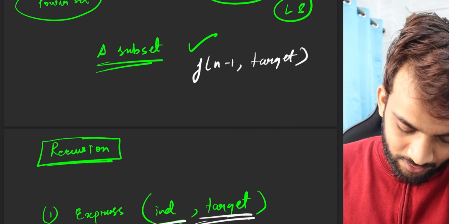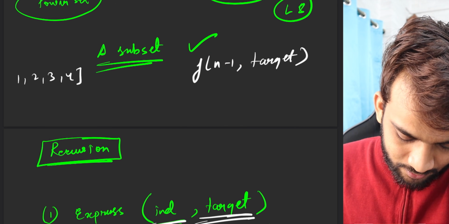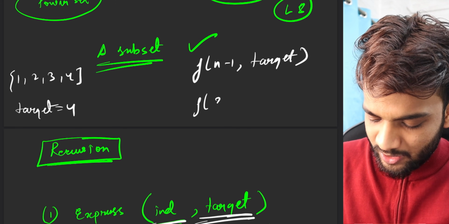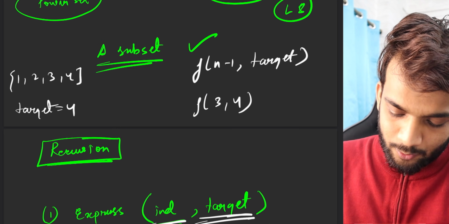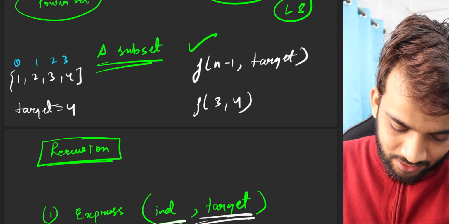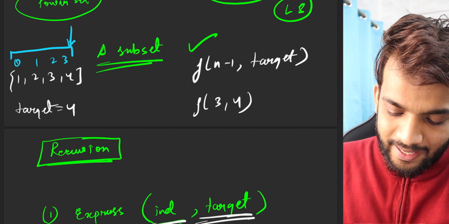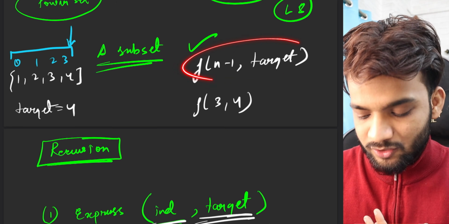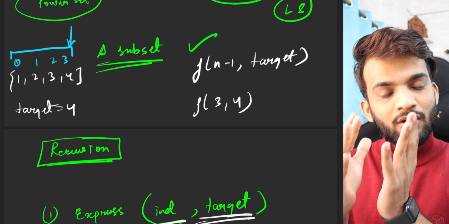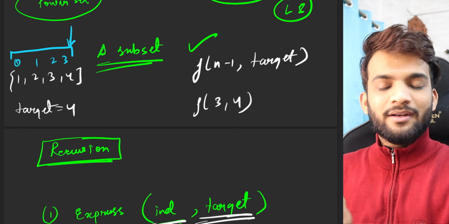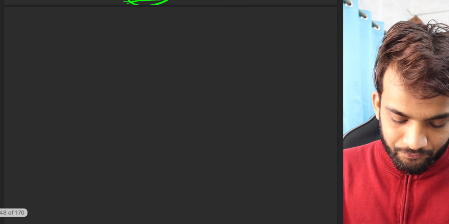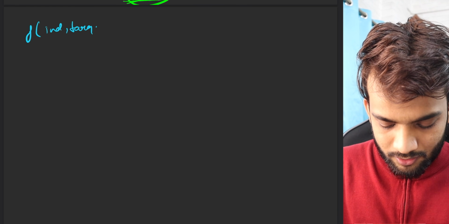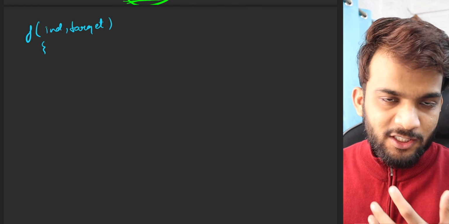For example, if I give you 1, 2, 3, 4 as the array and the target as 4, and I write f of 3, 4, that means the indexing is 0, 1, 2, 3, and I'm asking whether on this entire array there exists a subsequence with target 4. That's the meaning of f of n minus 1, target. This is valid throughout the DP on subsequences pattern. So we write f of index, target. That's the first thing, expressing the recurrence.